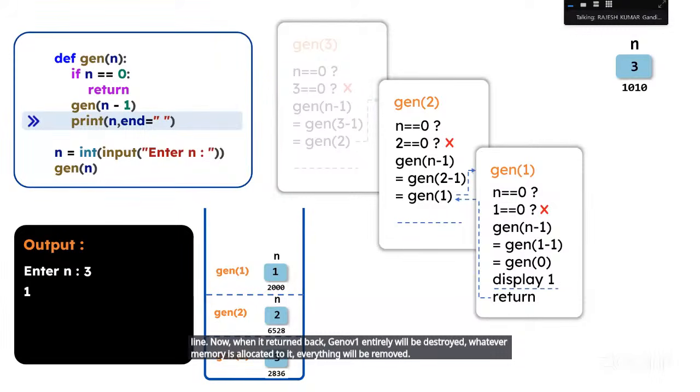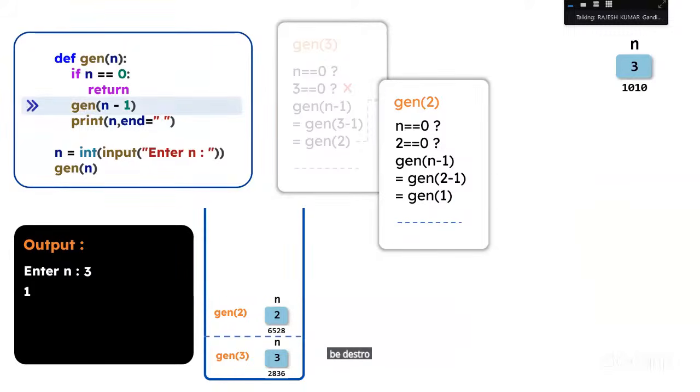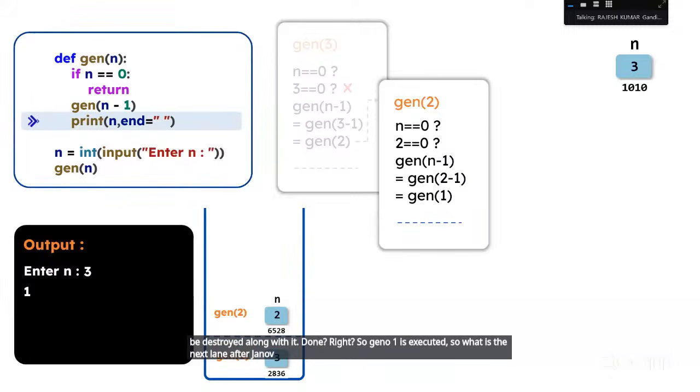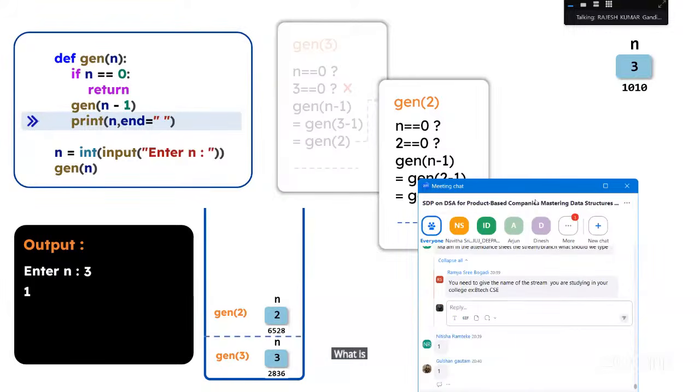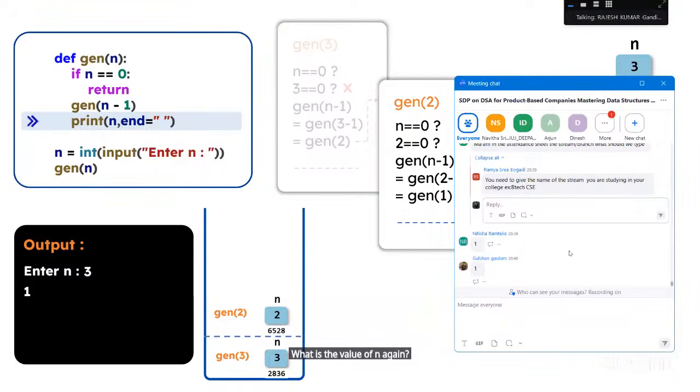So you see, gen of 1 in stack memory is occupying the 2000 location. So it will be destroyed along with it. Done. So gen of 1 is executed. What is the next line after gen of 1? We have another print statement inside that function. That print statement will be executed now. Now we need to print n. What is the value of n now?